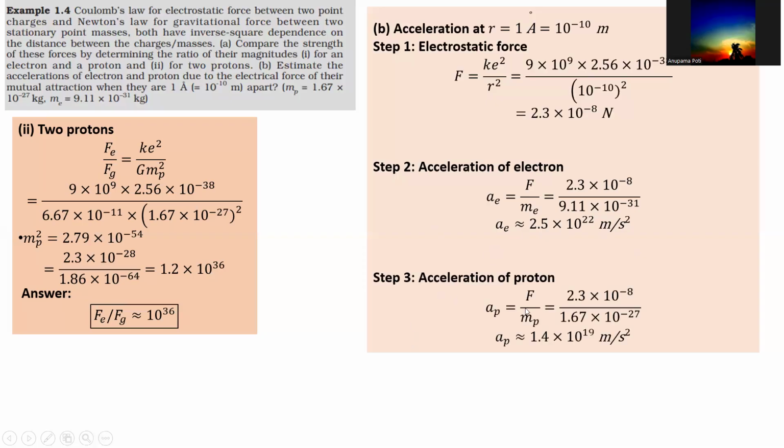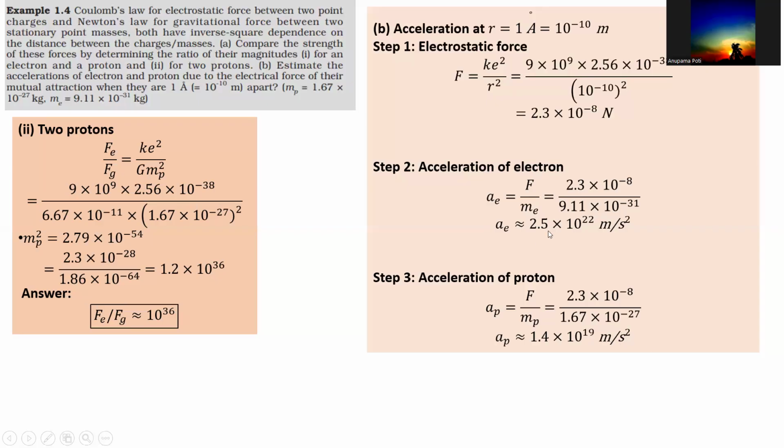Now we have to go for acceleration of proton. That is again same formula. Electrostatic force is 2.3 into 10 to the power minus 8. F equal to m a. a of proton equal to F by mass of proton. In the previous case we have calculated acceleration of electron using mass of electron. Now we will take mass of proton. If you simplify, you are getting 1.4 into 10 to the power 19 meter per second square.